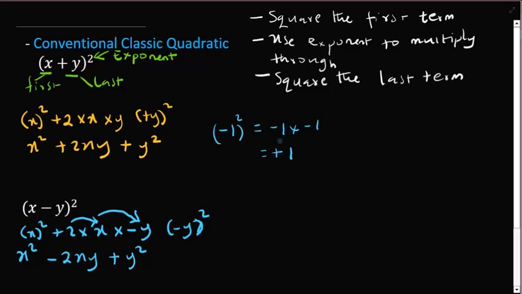So I just wanted to clarify this. There's no need to write plus here. So this is the conventional classic quadratic. Talk about the difference of squares, and now we're talking about the conventional classic quadratic. Let's go ahead and solve questions. So let's go to the exercise.